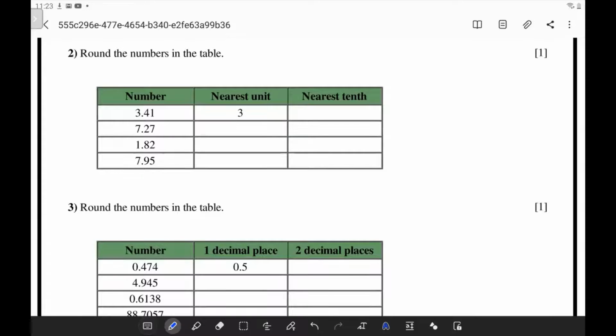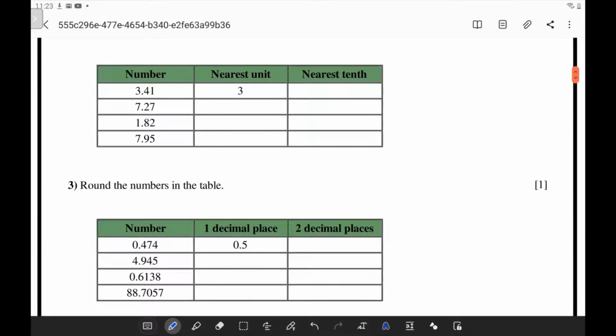Rounding numbers in the table to the nearest unit. Nearest unit means nearest one, right? So what is 7.27 to the nearest one? 7. 1.82? 2. 7.95, sorry, 8.